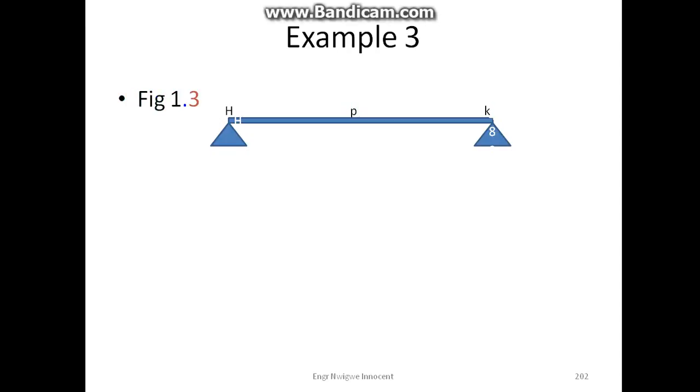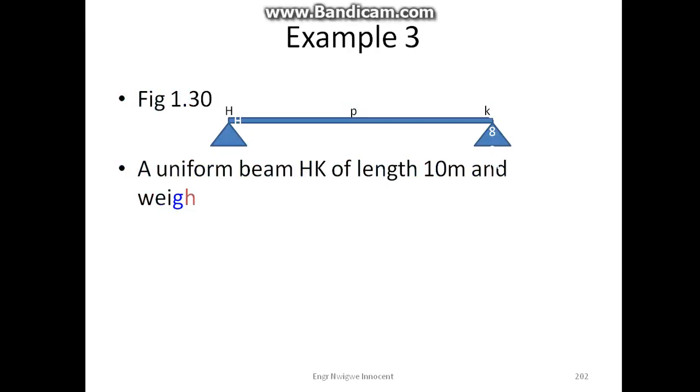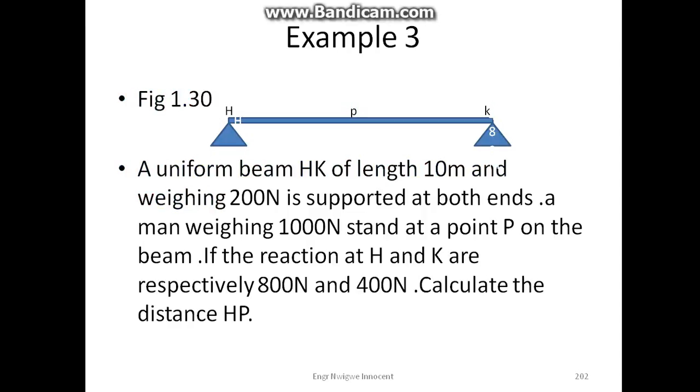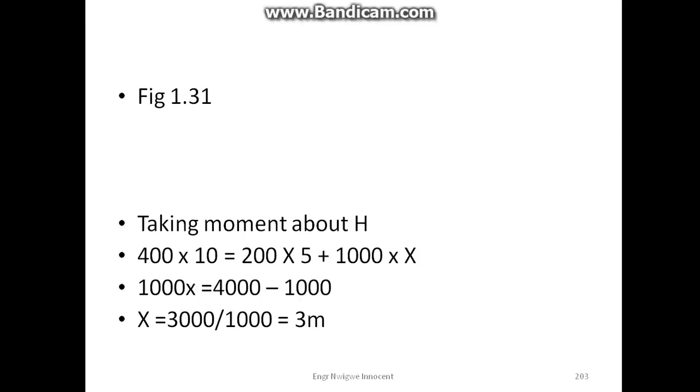Example 3. Figure 130. A uniform beam HK of length 10 meters and weighing 200 Newton is supported at both ends. A man weighing 1000 Newton stands at a point P on the beam. If the reactions at H and K are respectively 800 Newton and 400 Newton, calculate the distance HP.